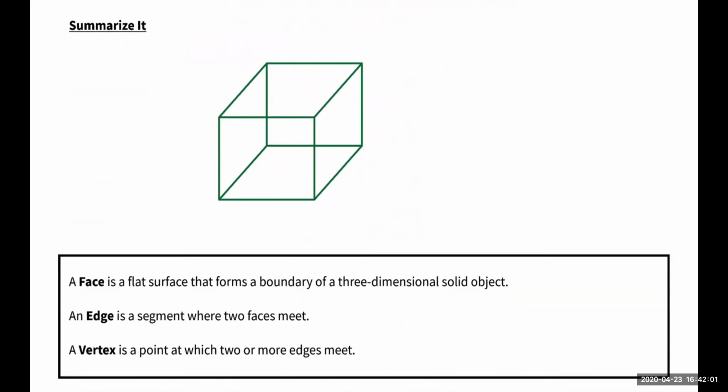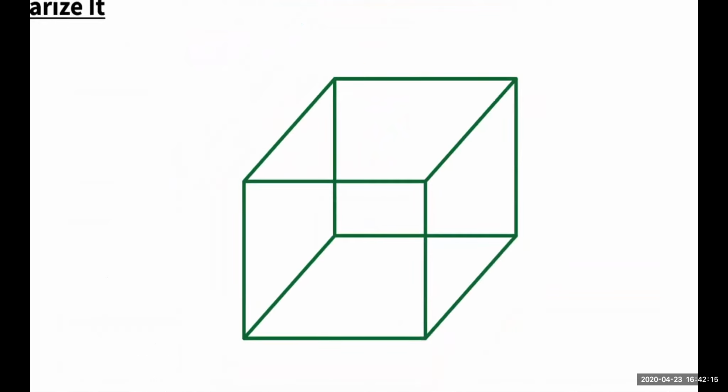All right, so first up, a face is a flat surface that forms a boundary of a 3-dimensional solid object. Really what that means is a side of a box or a side of a prism, something like that, right? A face. So I could say that in this cube, I have a face on top, right? That would be my top face. I would have a face on bottom. This would be one of my bases, right? I could have a face on the side, right? This might be a lateral face, right?